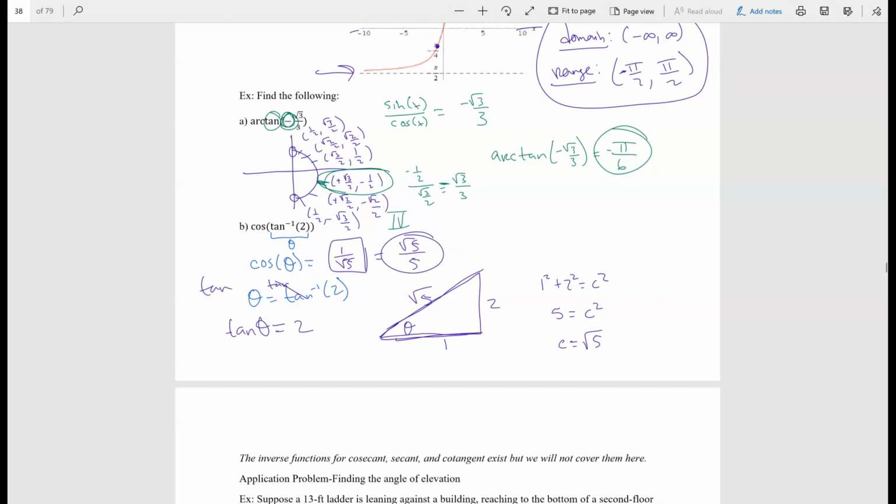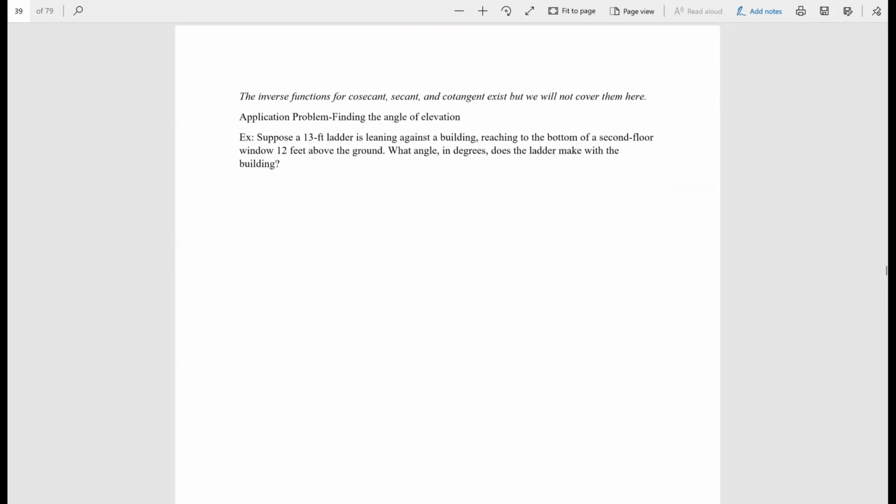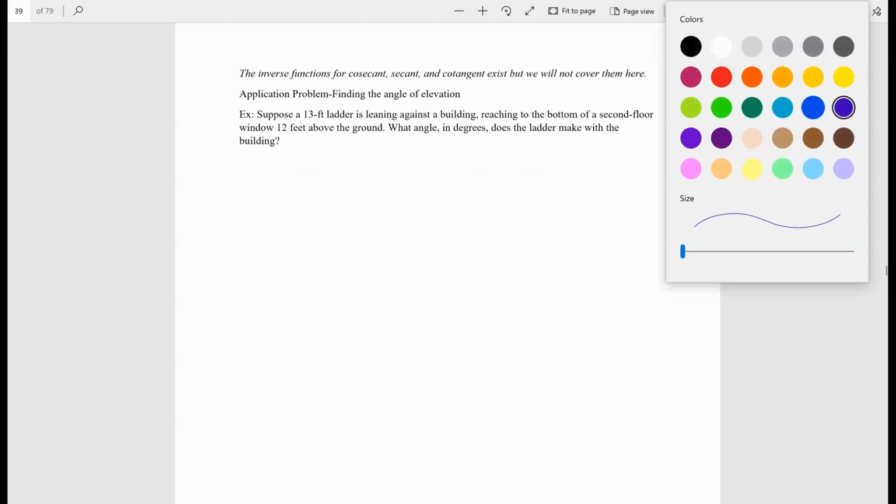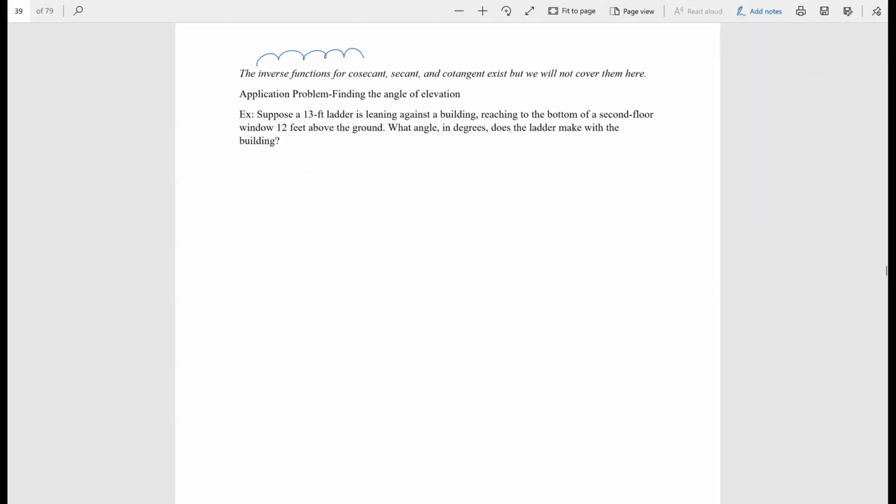Alrighty. It's only one problem. Yes, we're only going to do one of these. One of the things to know is that there are inverse functions for cosecant, secant, and cotangent, but we're not going to cover them here. I don't find them very useful. Sorry if I offend anyone, but I don't think that's something we should really cover here. Just know that they exist: there's an inverse cosecant, an inverse secant, and an inverse cotangent, but I'm just not going to cover them.